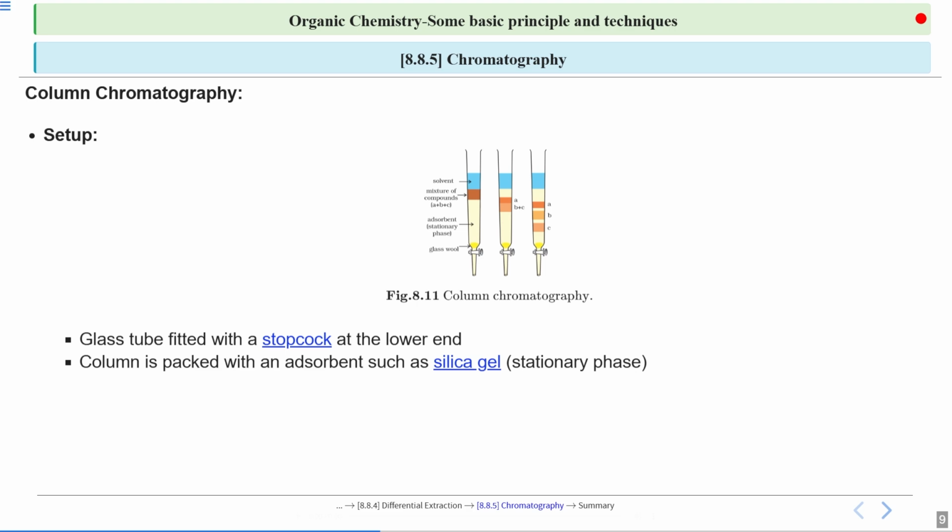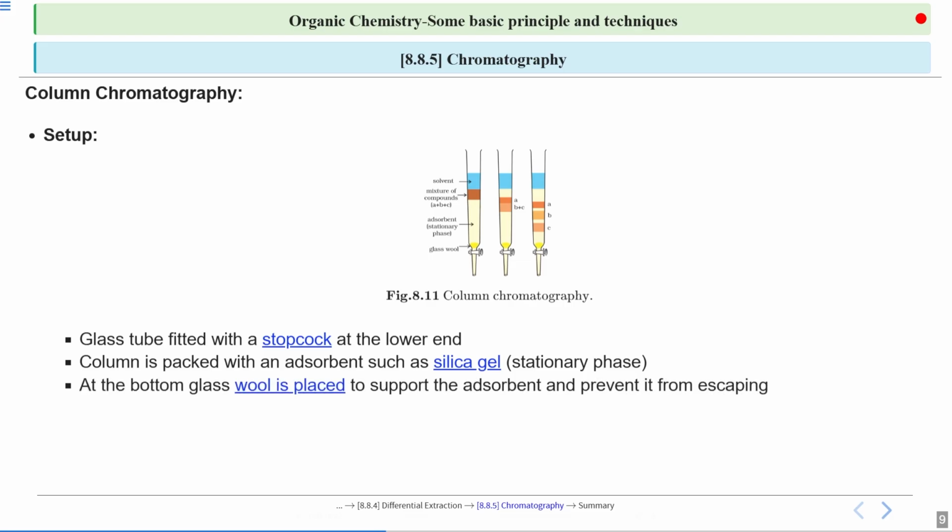First of all, you pack it with the adsorbent. So the bottom phase you are seeing, the yellow phase here in the first tube, is your stationary phase or your adsorbent. Here we are using silica gel as the adsorbent, and it will act as a stationary phase.